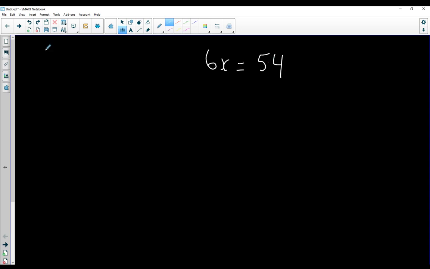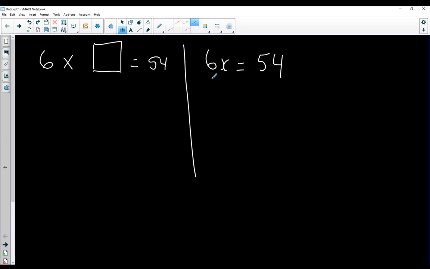In elementary land, you would have seen a question like this, where it says 6 multiplied by maybe a box equals 54. Now, what you did to solve this is you're going to work backwards. Just like in the adding and subtracting videos we did, we're going to use opposite operations to get this variable all by itself. We want to isolate the variable by using opposite operations.